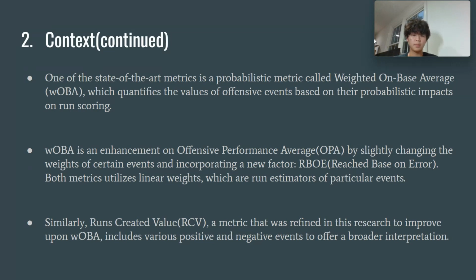One prominent probabilistic metric is weighted on-base average, or wOBA. It evolved from earlier metrics like offensive performance average by adjusting the weights of various offensive events and adding new components like reached base on error. In this study, runs created value, also known as RCV, builds upon wOBA by further incorporating both positive and negative outcomes to offer a broader interpretation.